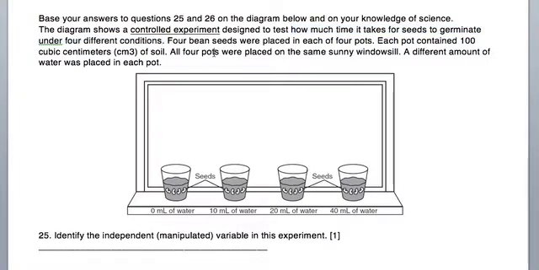4 bean seeds were placed in 4 pots. Each pot contained 100 cubic centimeters of soil. All 4 pots were placed on the same sunny windowsill. Ooh, a different amount of water was placed in each pot. I got my cause. It asks me to identify, but it didn't really tell me what my effect was, right? How much time it takes for seeds to germinate. That's probably my effect.